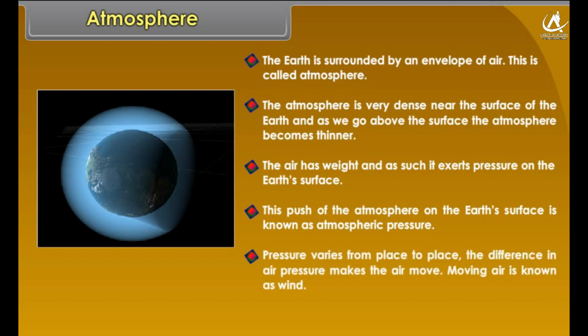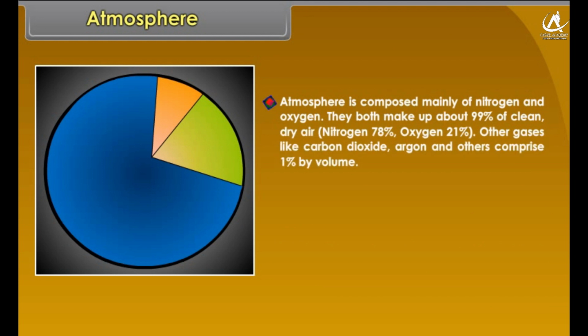Pressure varies from place to place. The difference in air pressure makes the air move. Moving air is known as wind. Atmosphere is composed mainly of nitrogen and oxygen. They both make up about 99% of clean, dry air. Nitrogen 78%, oxygen 21%. Other gases like carbon dioxide, argon and others comprise 1% by volume.